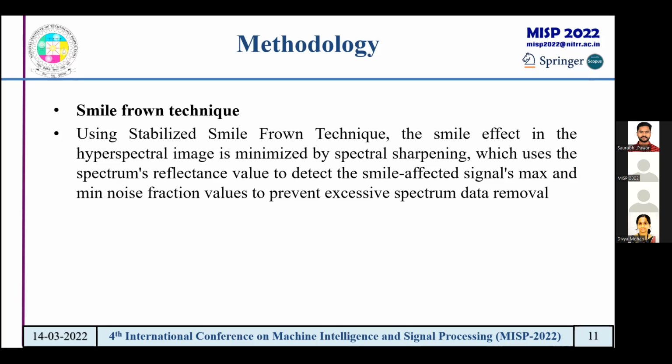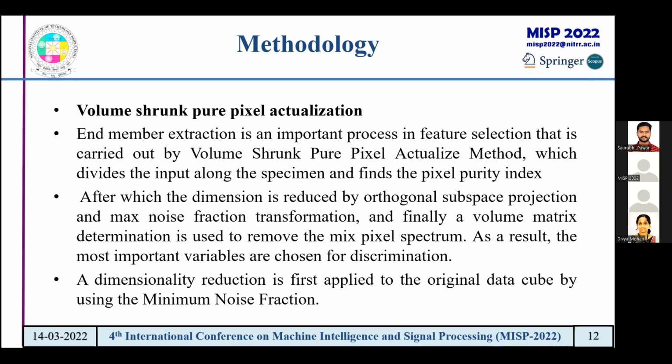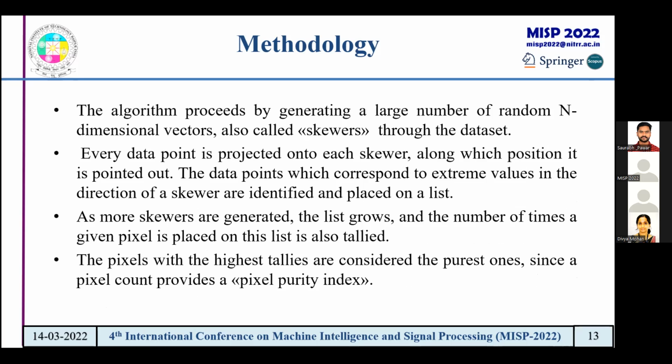And next is end-member extraction. End-member extraction is an important process because, to identify the exact target, I have used it, and it is carried out using the volume shrunk pure pixel actualization method. After that, I have gone for dimensionality reduction. And after dimensionality reduction, the final step is to identify the vegetation, but before that I could explain the steps for that.